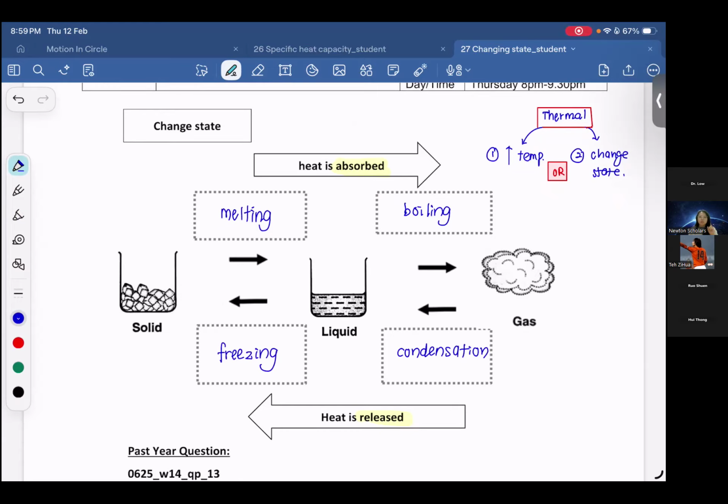Okay. Past year question 1 is simple. Very simple. Then we'll go to page number 2. Okay, this part is settled.